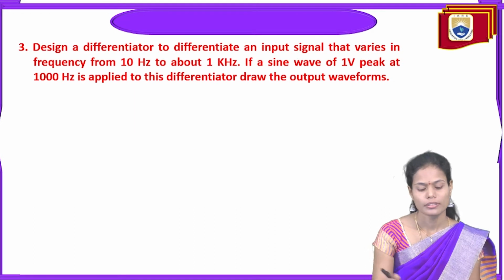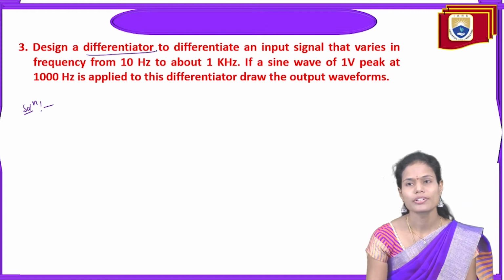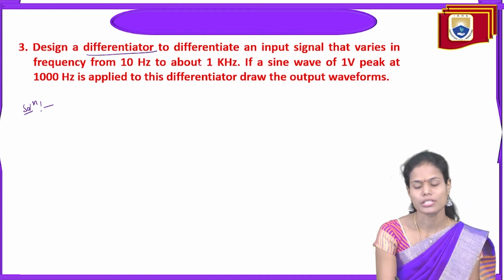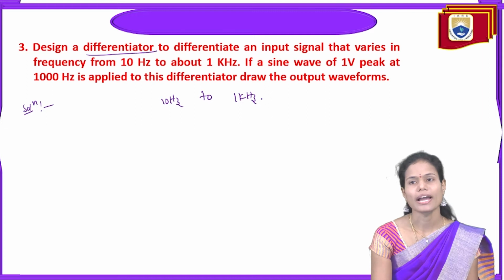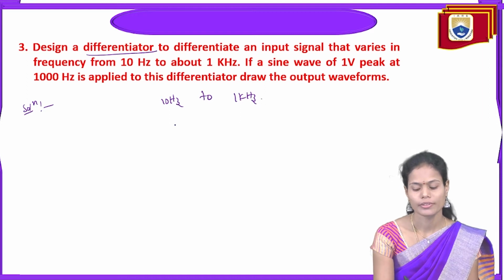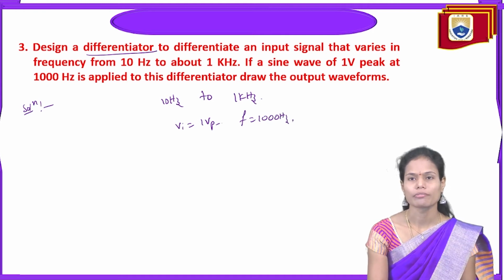And next, the problem related to the differentiator circuit. The differentiator will differentiate an input signal whose frequency varies from 10 Hz to 1 kHz. If a sine wave of 1 volt peak with a frequency of 1000 Hz is applied to the differentiator, draw the output waveform.